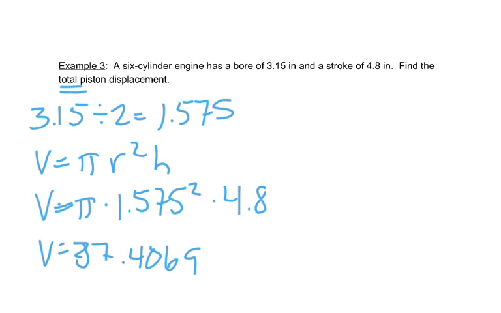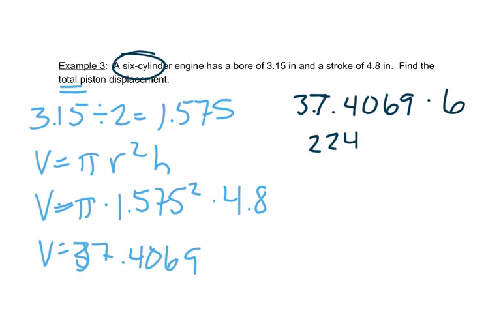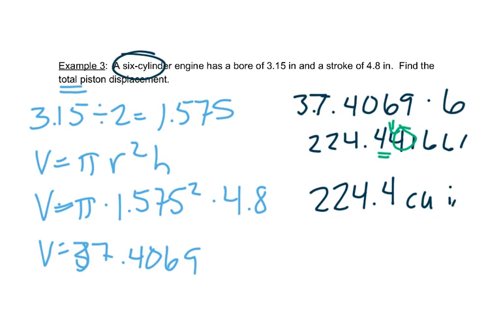Now it says total piston displacement because this is for one cylinder, but this engine has 6 cylinders. So we're going to take that volume, 37.4069, and multiply it by 6 to find the total displacement. And that gives us 224.44166. And again, it should tell you where to round it, but we'll round it to the nearest tenth. So that 4 will stay a 4. And we'll have 224.4 cubic inches.